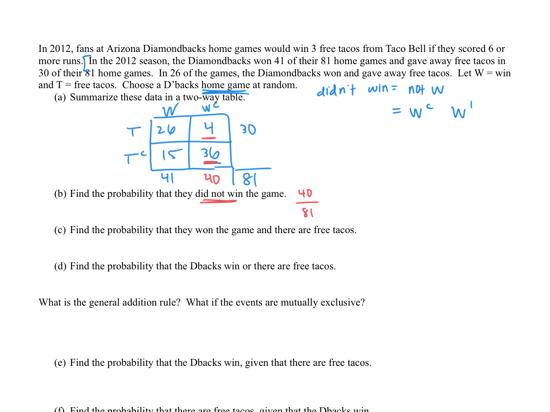C, find the probability that they won the game and that there are free tacos. Again, that's out of all 81 games. When did they win and give away free tacos? Well, that happened 26 times.